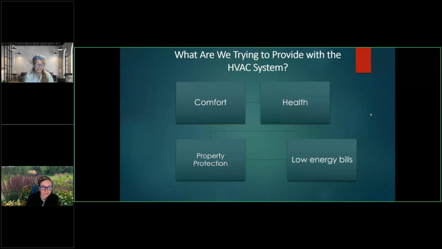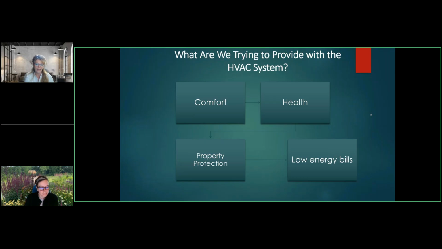So I'm going to talk about here more into the next conversations that we need to have with homeowners. A lot of these are going to evolve around this HVAC system and why it is so important that architects and homeowners have clear expectations of this system in the house, because a lot of times we just think about it as heating and cooling, but really these systems provide comfort, health, and property protection, and we want to do it with the lowest energy bills as possible.